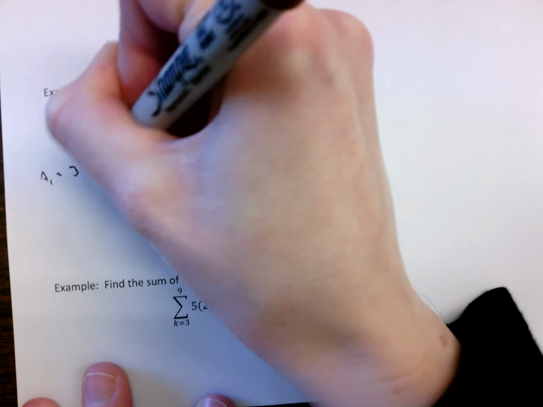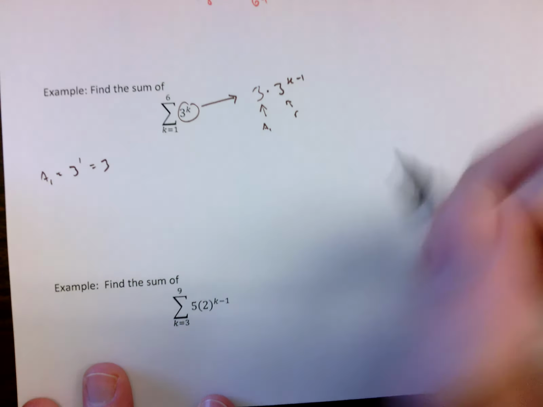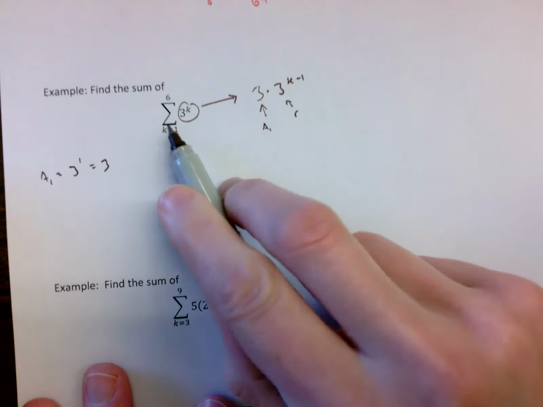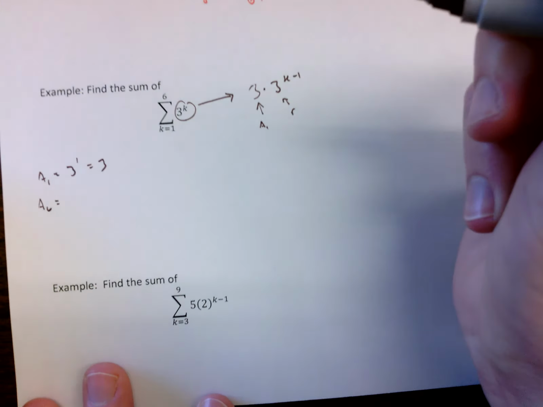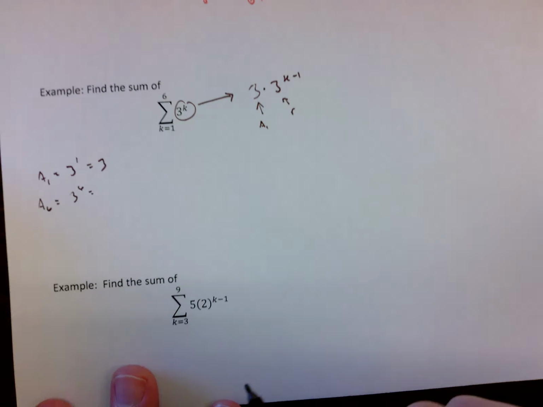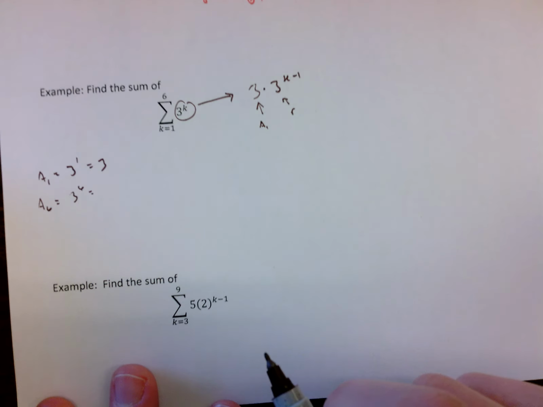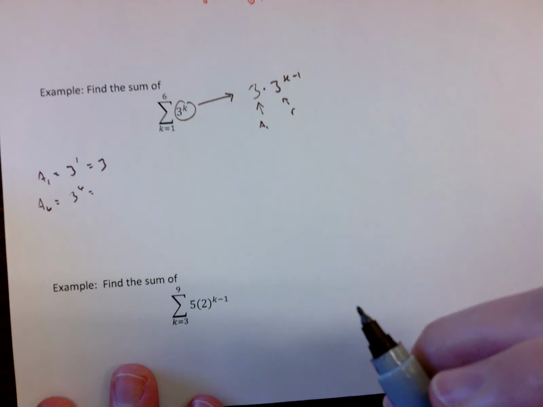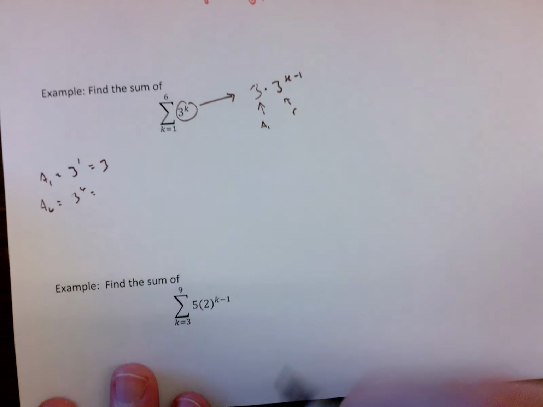So a sub 1 is going to be 3 to the first power, or 3. And then my 6th term, if I needed my 6th term, which we really don't here, but if I did, it would just be 3 to the 6th, and that's whatever that number happens to be. I don't need that here though, right? That's something you need for arithmetic ones, but we don't need that for geometric ones.